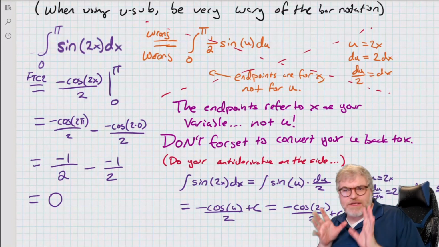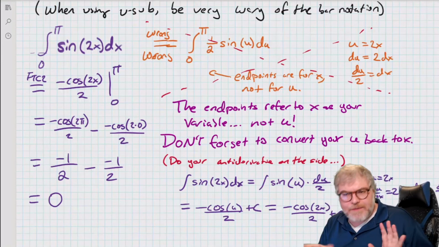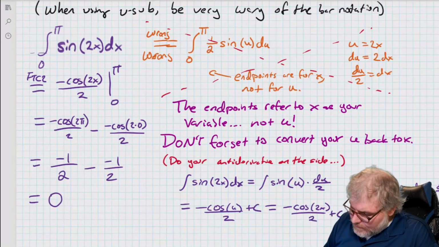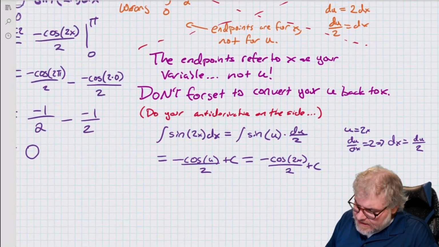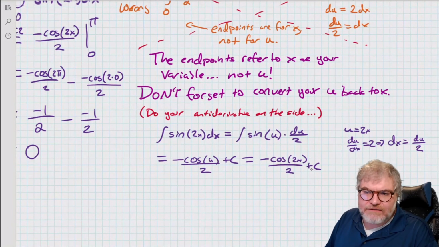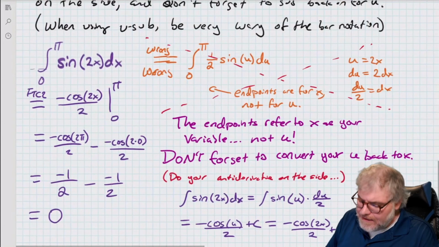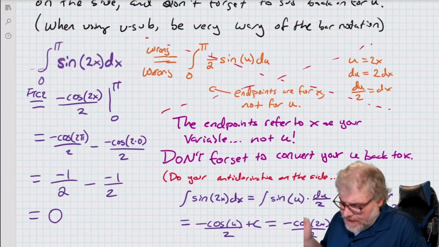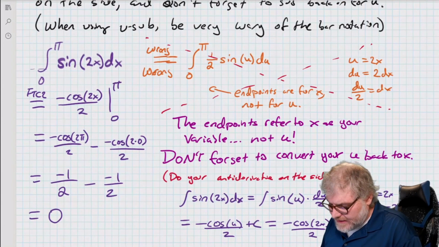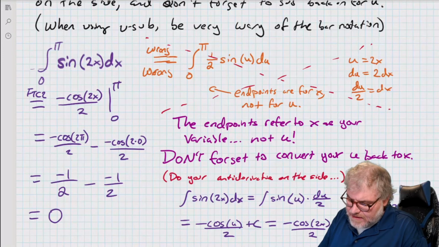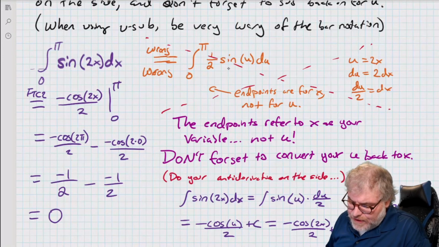So that's how you do it. Just don't try to change your endpoints. Just change everything back to x. Do your antiderivative on the side. Put everything back in terms of x, and then apply FTC2, and you will make yourself happy. Your answers will be correct. And you won't try to do this, which is incorrect, because these endpoints are for x, not for u.